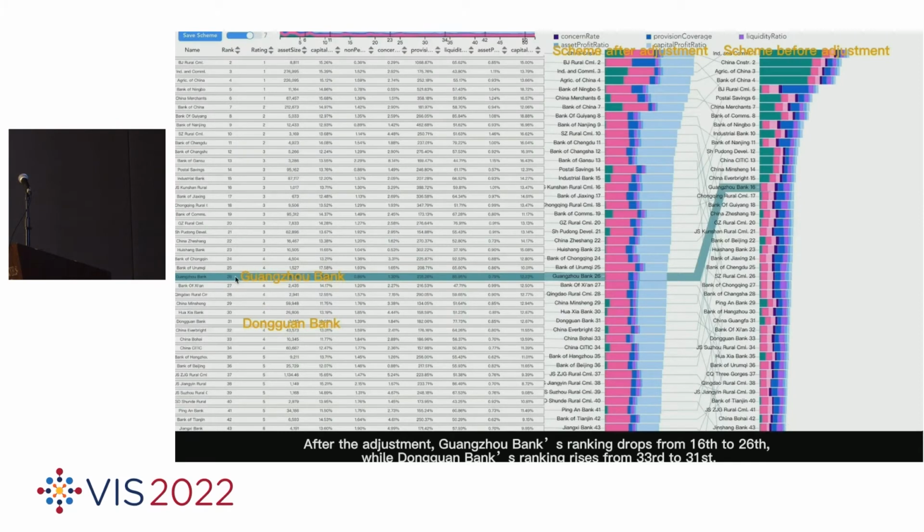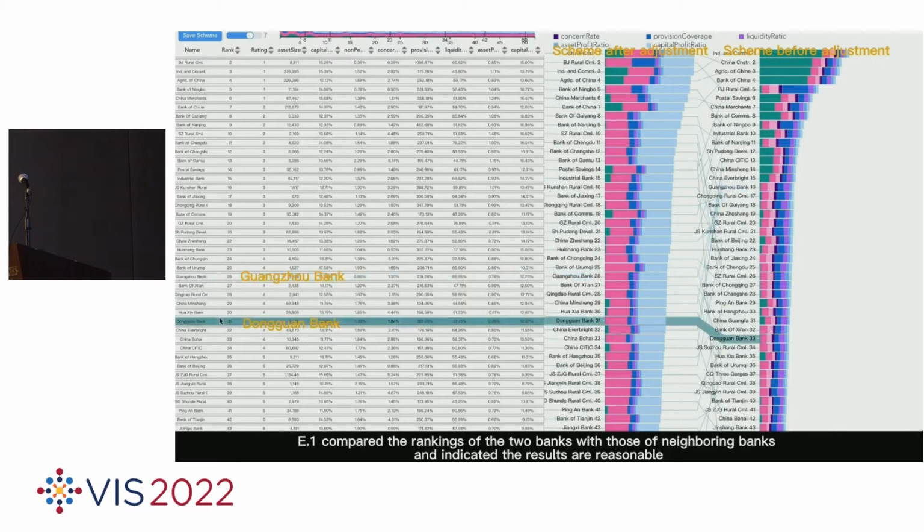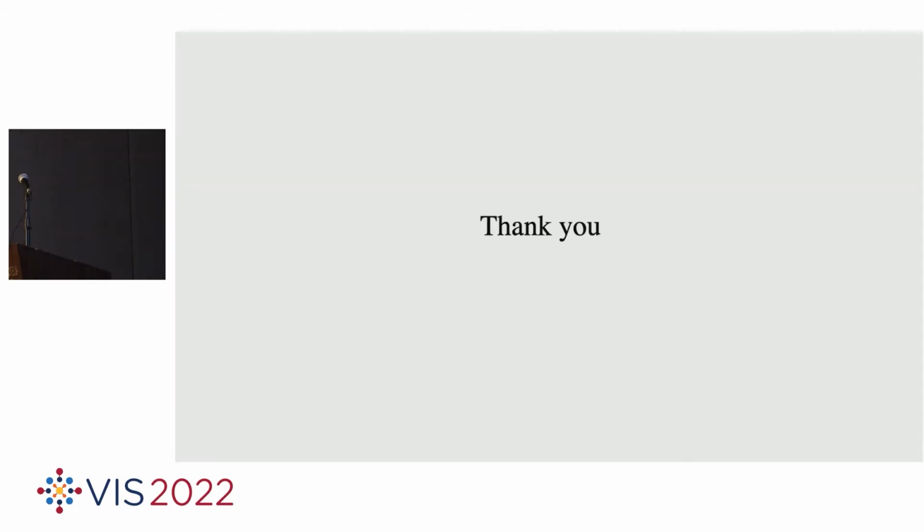After the adjustment, Guangzhou Bank's ranking drops from 16th to 26th, while Dongyuan Bank's ranking rises from 33rd to 31st. E1 compared the rankings of the two banks with those of neighboring banks and indicated the results are reasonable. With this adjustment, the ranking distance between Guangzhou Bank and Dongyuan Bank has become closer, and the consistency of rankings and projections has been improved.